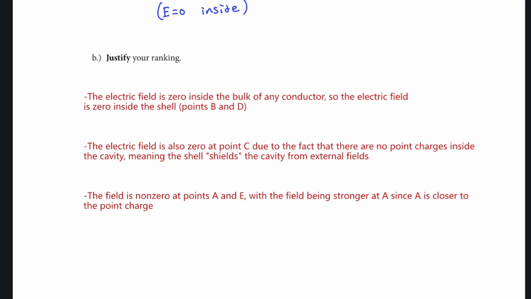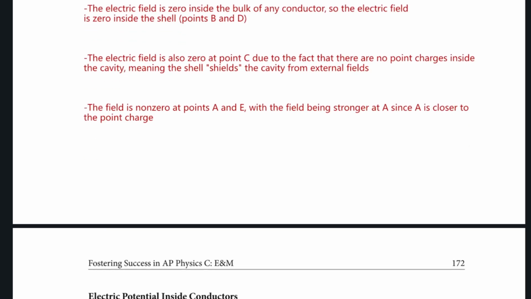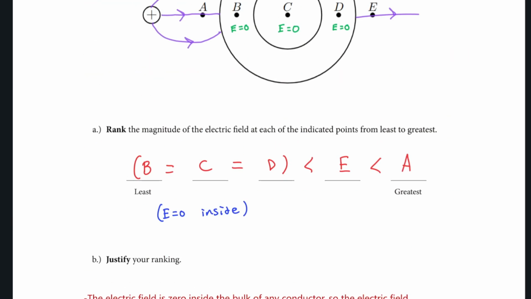And the field is not 0 at A and E because they're outside the conductor, and E just feels the electric field less because it's farther away. So that's why we get our ranking.